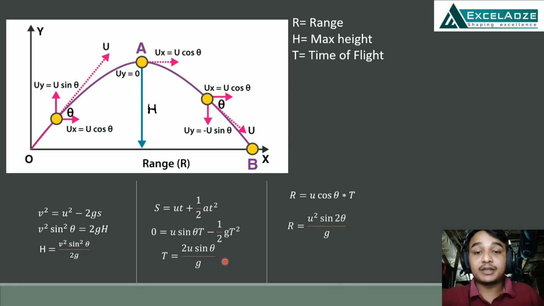I highly recommend not to memorize these formulas but to know how they came, so that you can solve complex problems related to projectile motion.